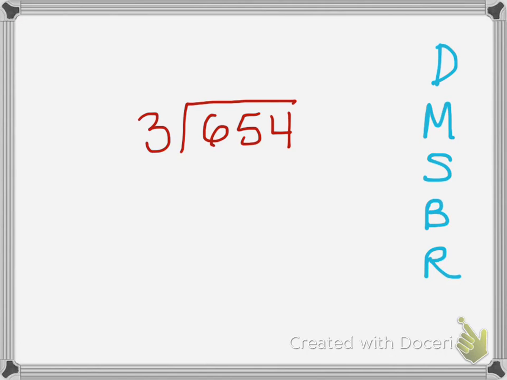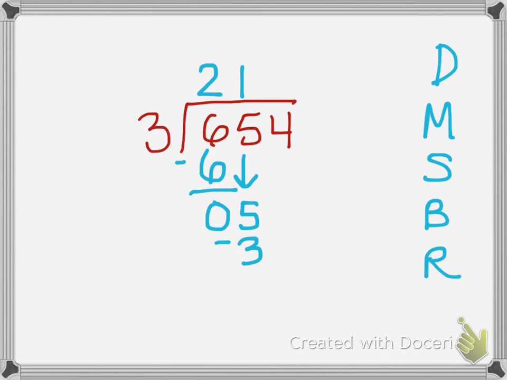This time we're going to divide 654 by 3. I'm going to say it a little faster without the steps in between. See if you can stay with me. 3 goes into 6 2 times. 2 times 3 is 6. 6 minus 6 is 0. Now, 3 goes into 5 one time. 1 times 3 is 3. 5 minus 3 is 2.